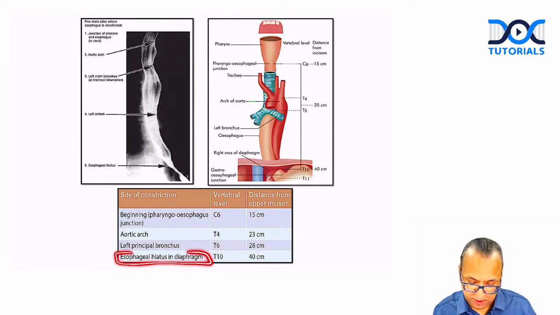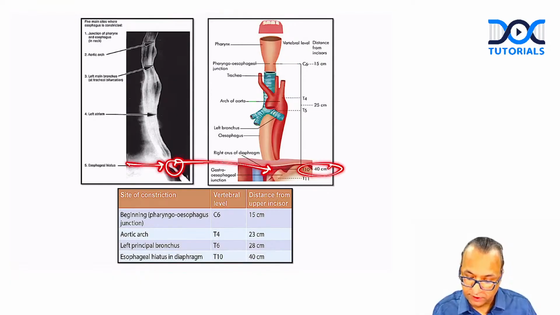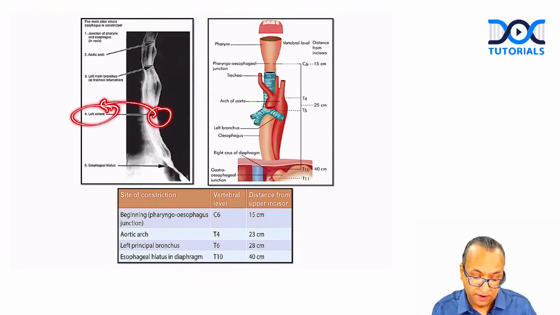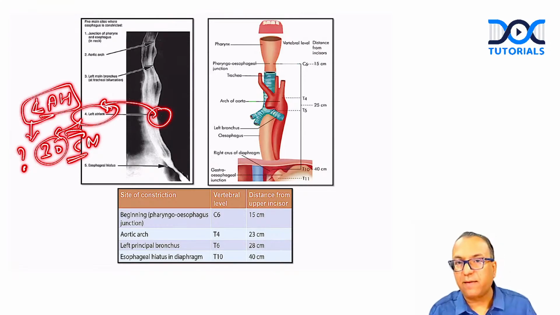And of course, esophageal hiatus, T10, 40 centimeter. Esophageal hiatus, T10, 40 centimeter. But what about this here, left atrium? Left atrium, 30 centimeter from upper incision. This is an additional thing. And this, radiology people will consider normal, but we don't consider it normal; it could be left atrial hypertrophy. If there's left atrial hypertrophy, maybe that is why.